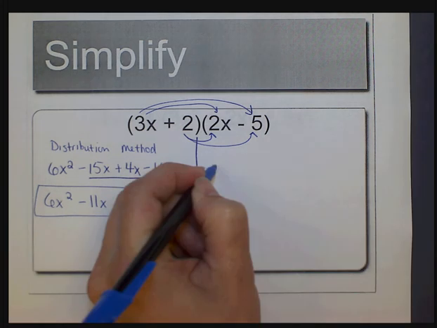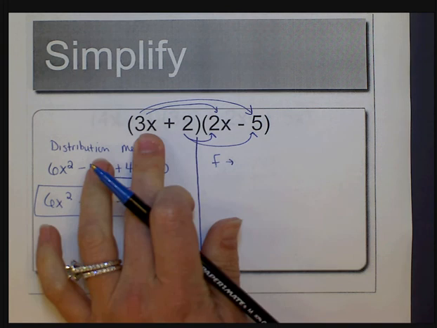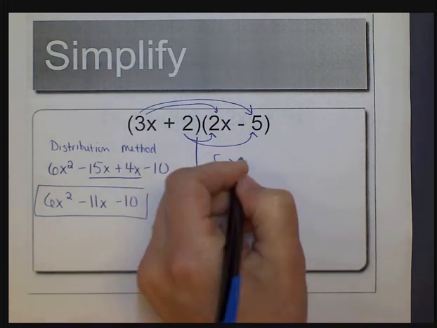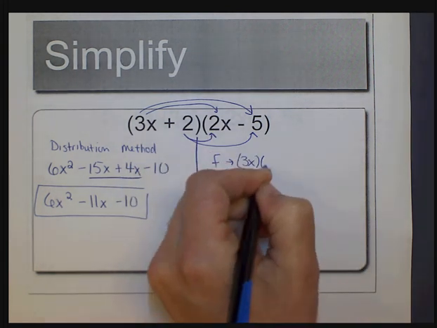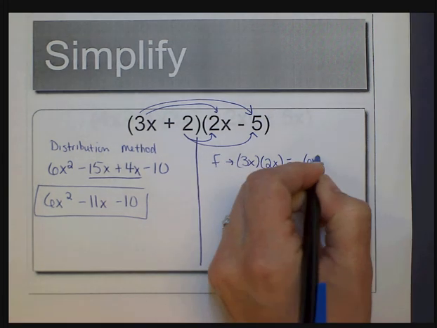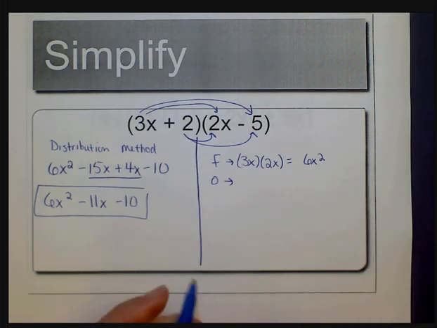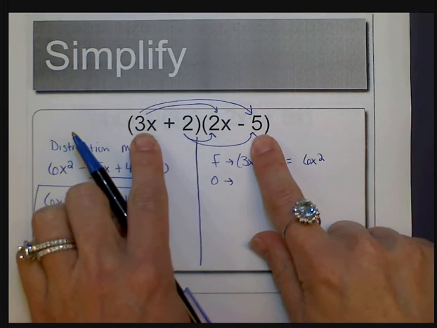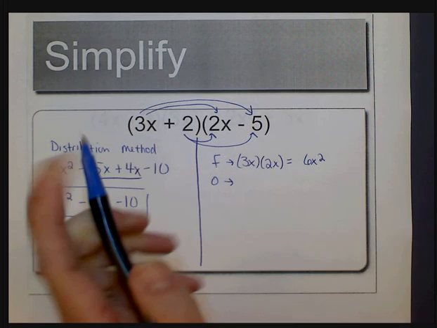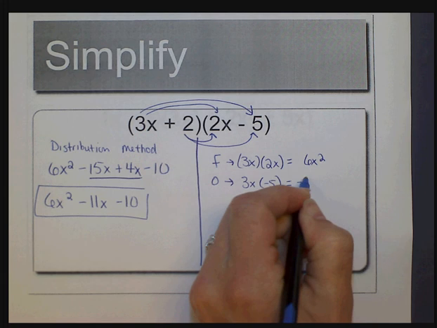So let's look at the FOIL method. The first two terms are 3x and 2x. And when I multiply those together, I get 6x squared. First, my outside terms are the two on the outside. So that's 3x and negative 5, which gives me a negative 15x.